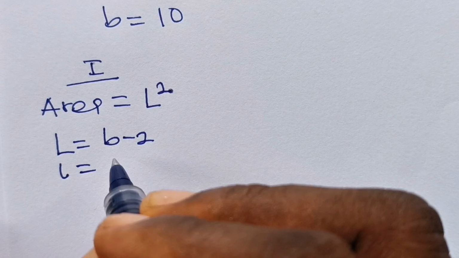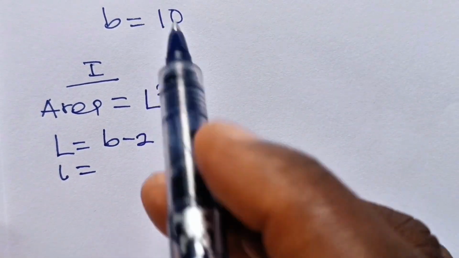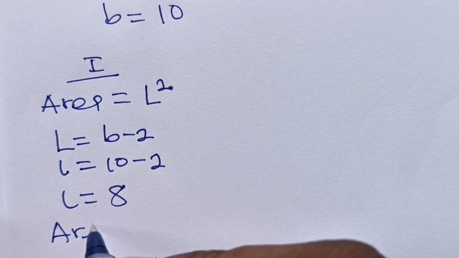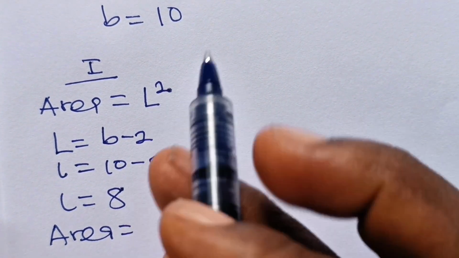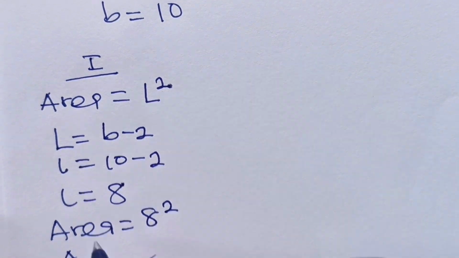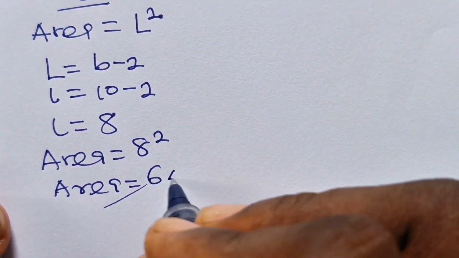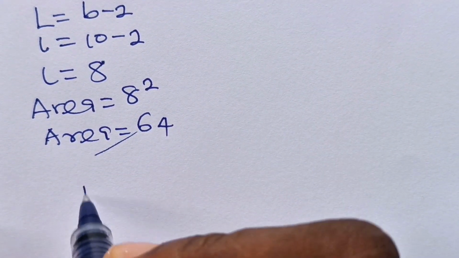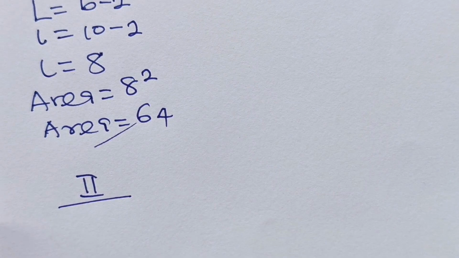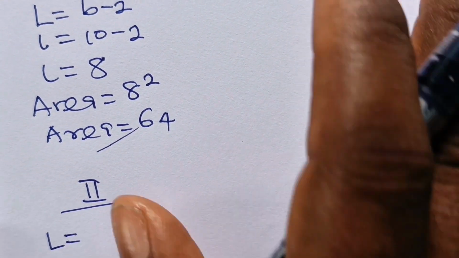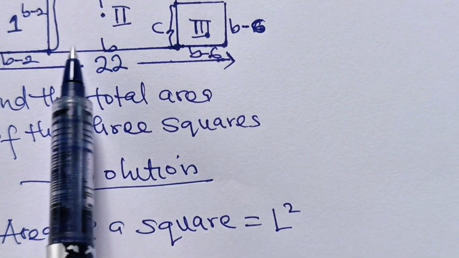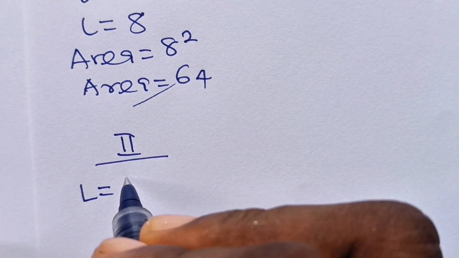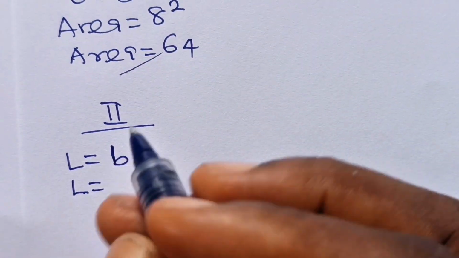Remember that our B is equal to 10, so it's going to be 10 minus 2. So the length is 8. Now area will be equal to length squared, that is 8 squared. So it simply means that the area is equal to 64. That is it for the first square. Now let's check the second square. For the second square, the length is equal to B.